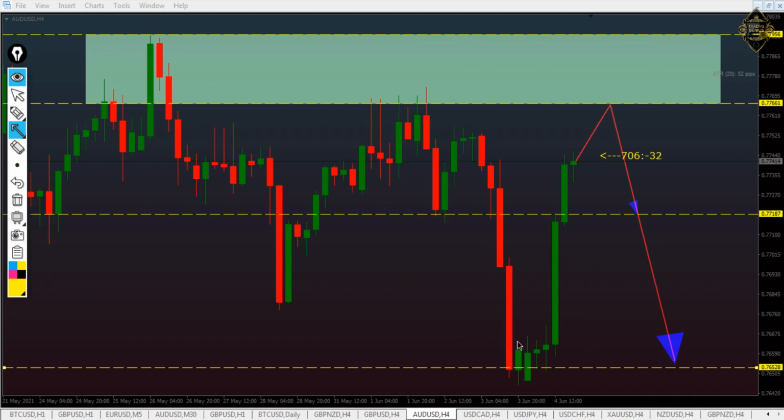Then the news came. It reversed like that. And in that trade, you need to always take 50% and move the stop to the entry point so you will not lose anything.